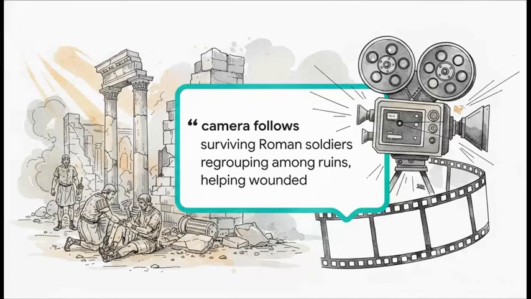Camera follows surviving Roman soldiers regrouping among ruins, helping wounded, reforming lines, exhausted but determined faces, sunlight breaking through smoke, emotional cinematic tone, slow, steady movement. Wow, it's almost poetic, isn't it? I really want to highlight how this one, dense sentence holds an entire emotional and cinematic narrative just waiting to be unpacked. It doesn't just tell us what's happening. No, it dictates the environment, the psychological state of the subjects, the lighting, the mood, and even the mechanical movement of the viewer's perspective. It's a complete blueprint.